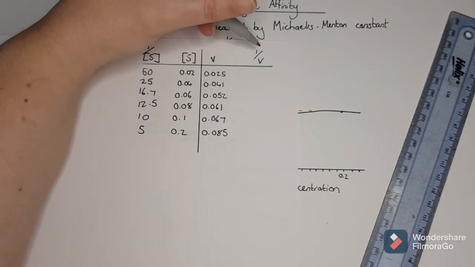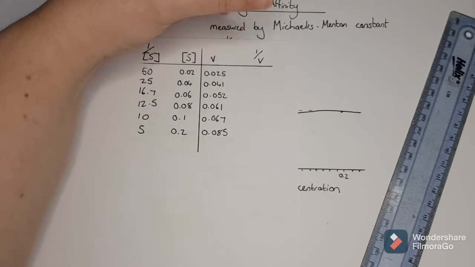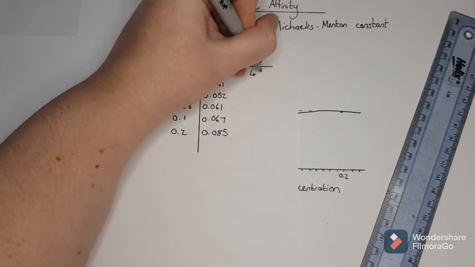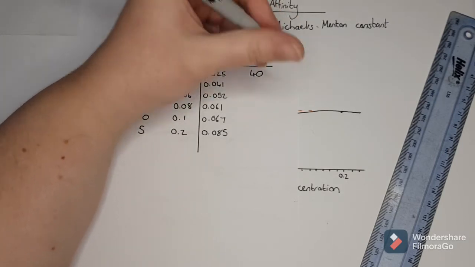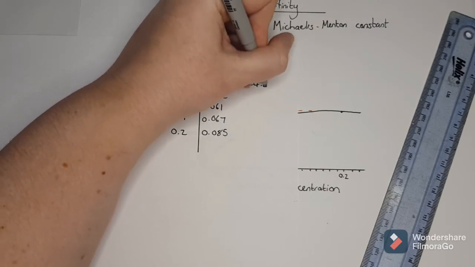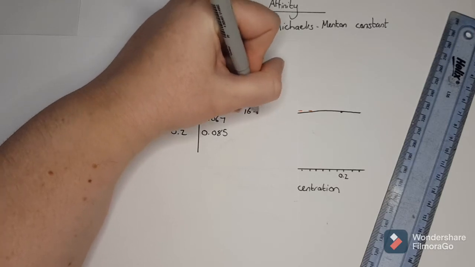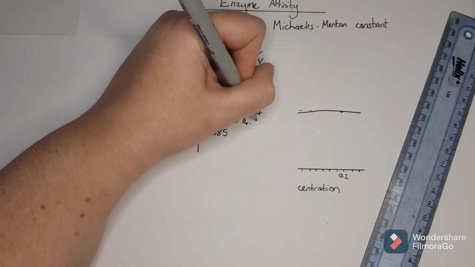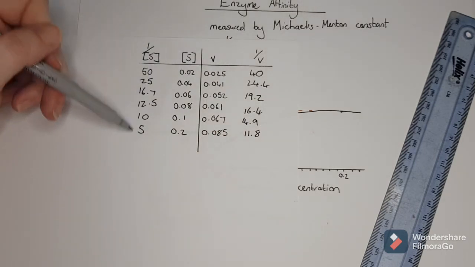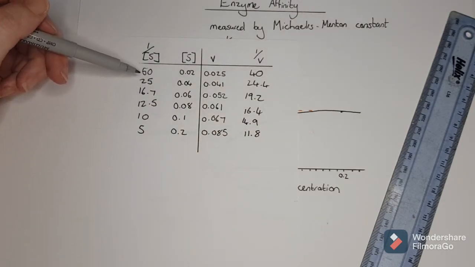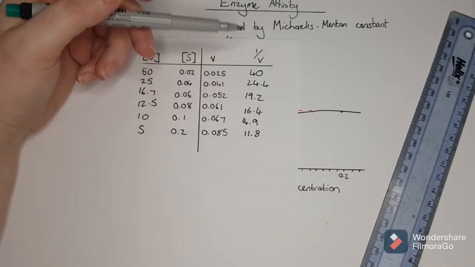And then for the velocity, I do the same thing. I say 1 divided by 0.025, and on my calculator, I get 40. 1 divided by 0.041, I get 24.4, then 19.2, 16.4, 14.9, and 11.8. So now I can take this reciprocal and put it on the x-axis, and I can take this reciprocal and put it on the y-axis.